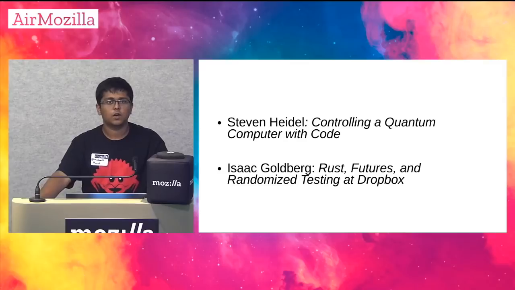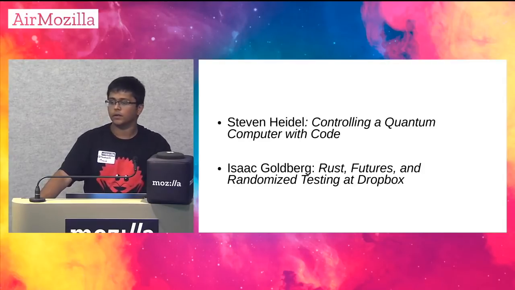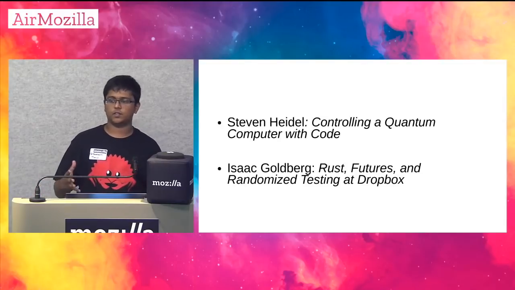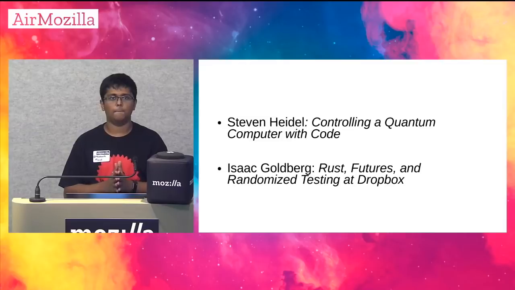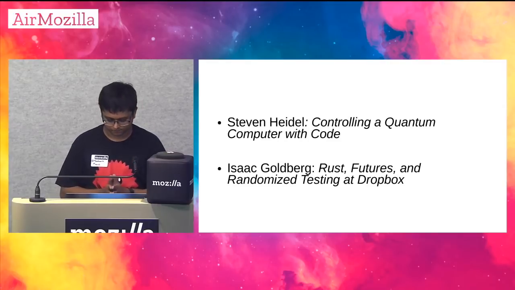Today we have two speakers. We have Stephen Heidel from Rigetti, a quantum computing company, talking about controlling a quantum computer with code. This is less rusty, but we'll get into how they plan on using Rust, so it should still be interesting. And then we have Isaac Goldberg from Dropbox on Rust features and randomized testing.